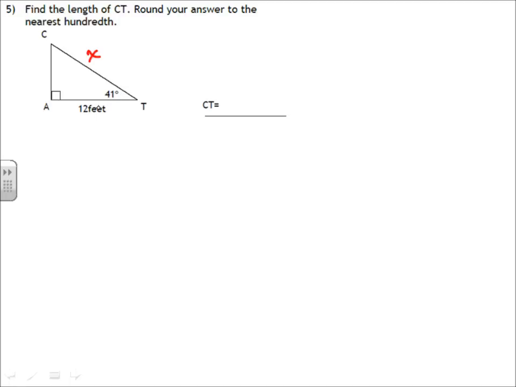Considering the fact that I have my adjacent leg and I'm trying to find the hypotenuse, I'm going to be using the cosine ratio. And what I should write is the cosine of a 41 degree angle is equal to the adjacent leg 12 over the hypotenuse x. My variable's in the denominator, so I'm going to consider this as a ratio, right, and do my cross products.